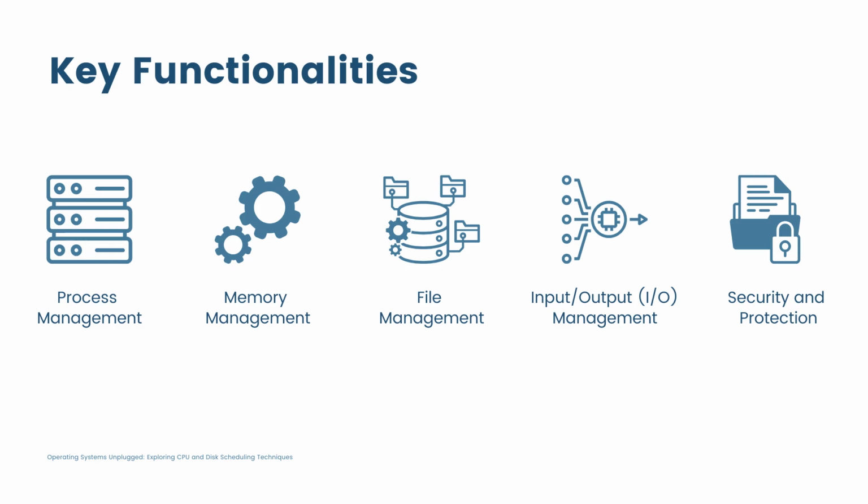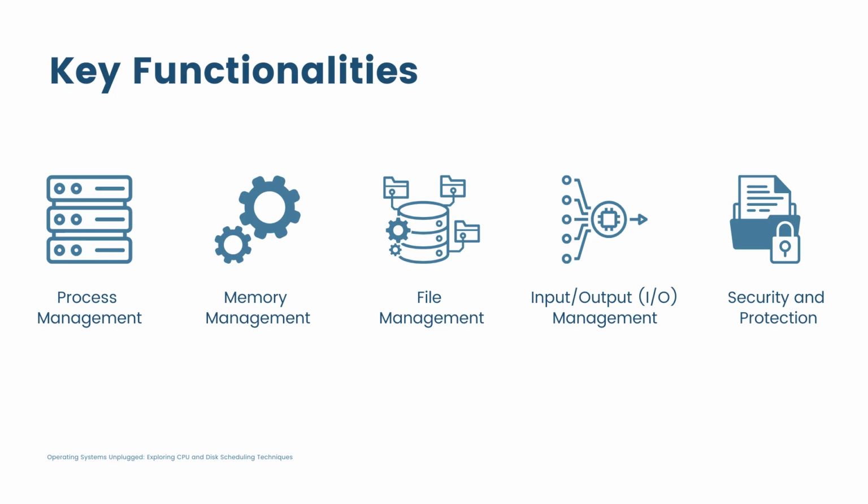First is process management, where the operating system creates, schedules, and terminates processes, ensuring that they run without any conflicts. It also synchronizes processes to maintain data consistency. Next is memory management. This involves efficient memory allocation to programs and ensuring that no process can access unauthorized memory spaces.